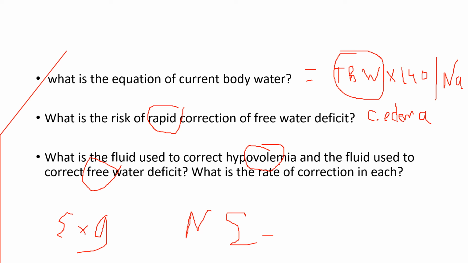The rate of correction for hypovolemia is rapid, according to manifestations of hypotension, CVP وخلافه. بينما the correction of the free water deficit using 5% glucose أو half strength saline should be slowly زي ما قلنا قبل كده to avoid the risk of cerebral edema.